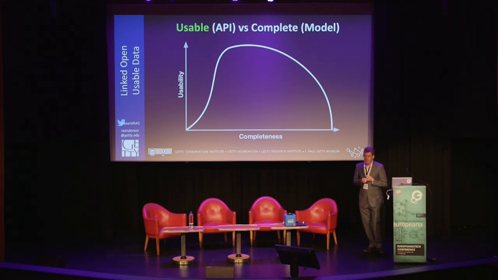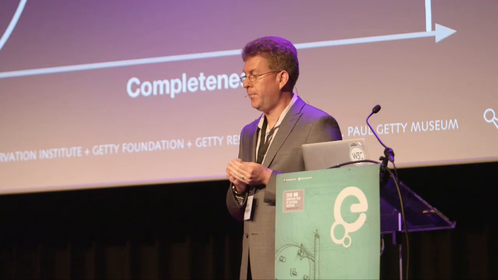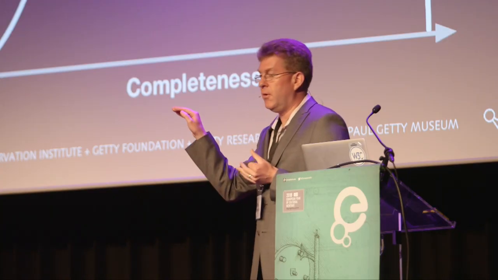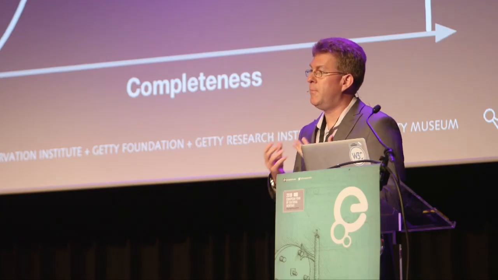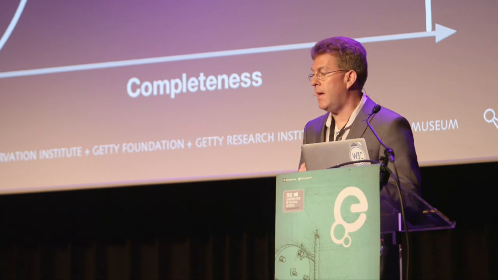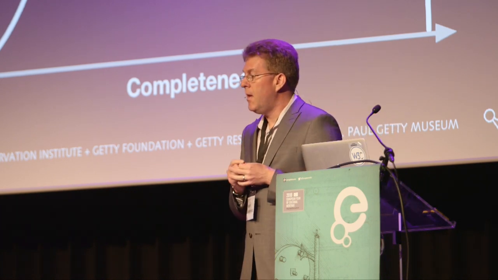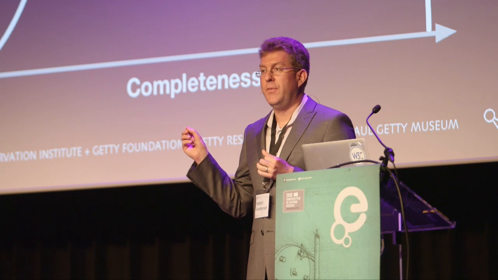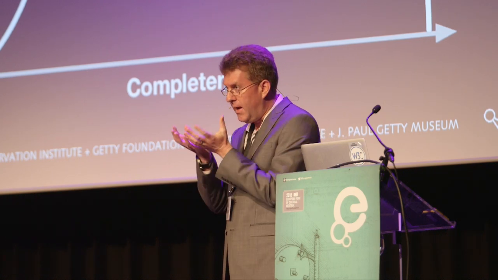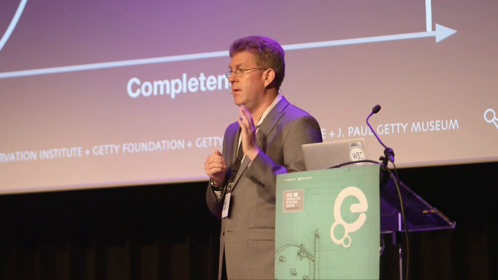So at the top, that might be the IIIF Presentation API, which I'll talk a little bit about further on, where you can say stuff, it's reasonably easy for developers to work with, but it's not very semantic. So you then curve along a little bit further, you end up at things like the Open Annotation or Web Annotation Data Model, where it's more complete within its scope of effort, but it's still a relatively small space.